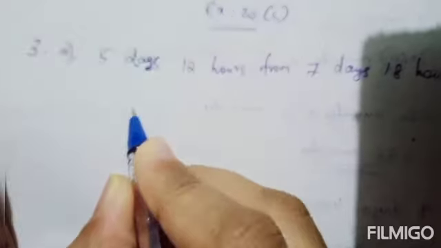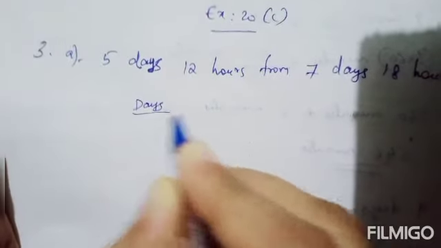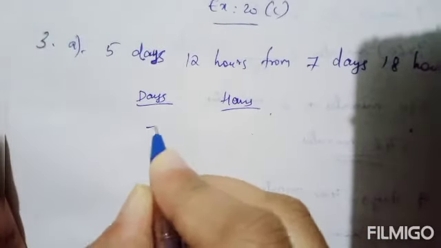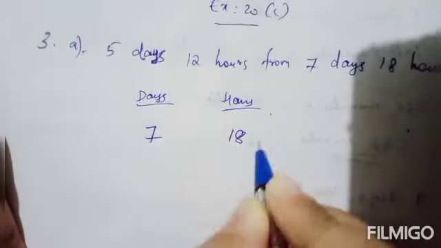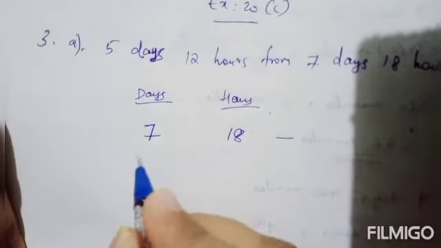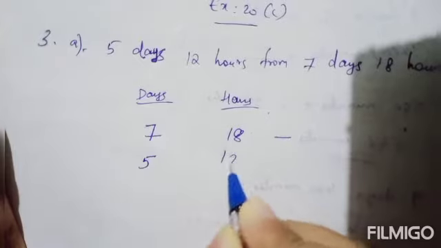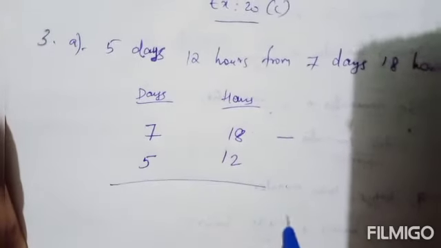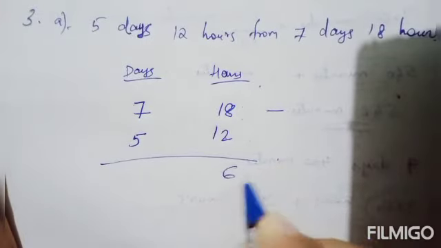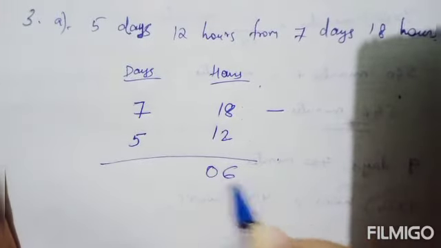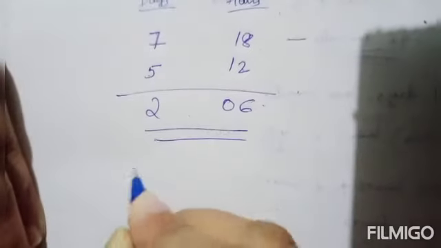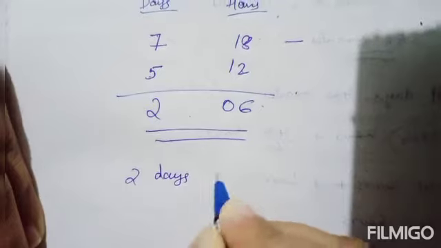Okay, so let us write days in one column and hours in the second column. So from 7 days 18 hours, this you have to write first. From 7 days 18 hours you have to subtract 5 days 12 hours. Okay, now you can do the subtraction. 8 minus 2 it is 6, 1 minus 1 is 0. Now 7 minus 5 it is 2. So the answer is 2 days 6 hours.